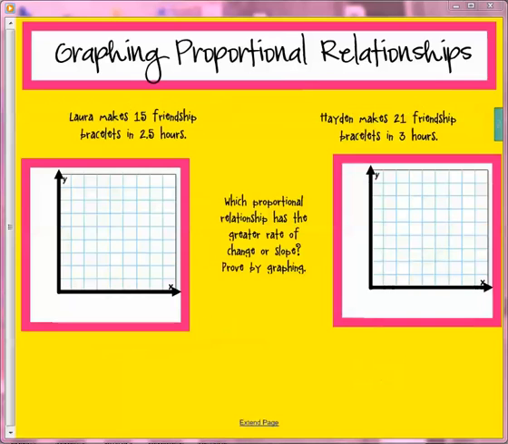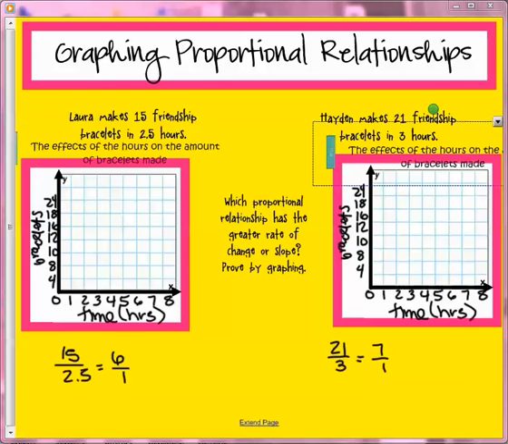Now let's compare. Laura makes 15 friendship bracelets in 2.5 hours. Hayden makes 21 friendship bracelets in 3 hours. Which proportional relationship has the greater rate of change or slope? Let's prove it by graphing. Okay, so let's put our labels on first. Okay, so I went up by 1 hour, and then I made my bracelets go up by 4.